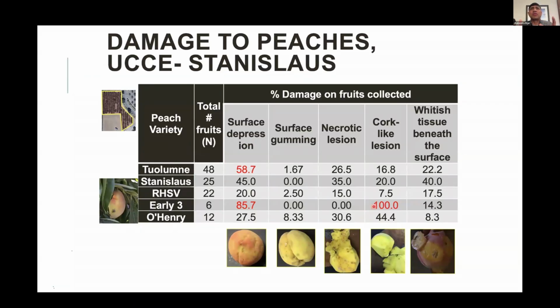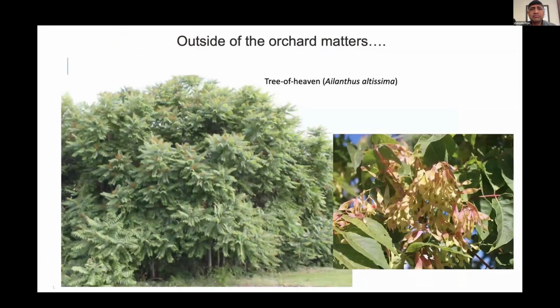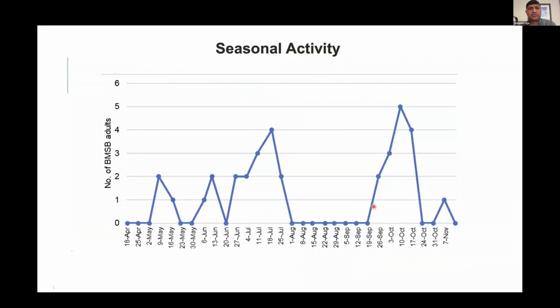So if you have a small block surrounded by woods, homes, and such, then you likely have more damage from this insect. As I said, the outside of the orchard matters. So this is one of the trees, one of the preferred non-crop hosts, tree of heaven, and you can see that a lot of fruit they can feed on, and they establish there and move to the orchard.